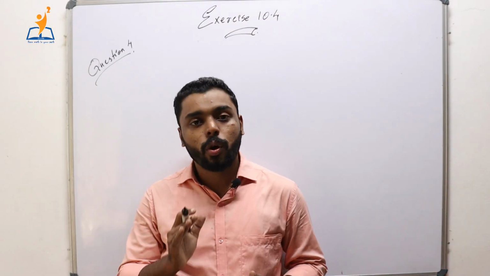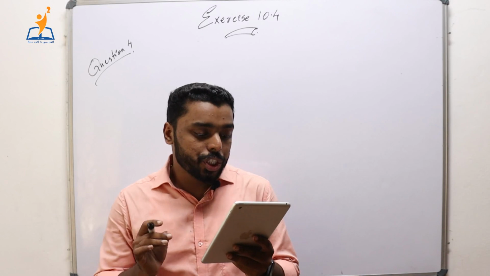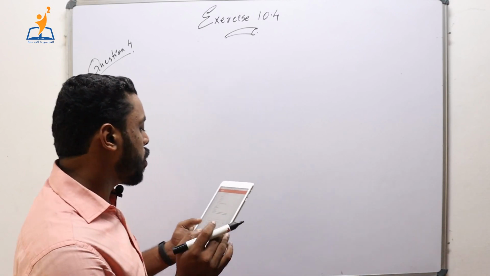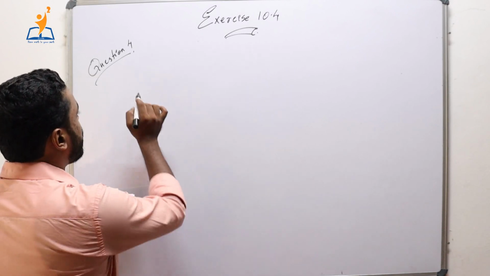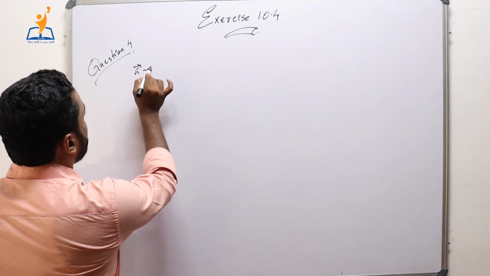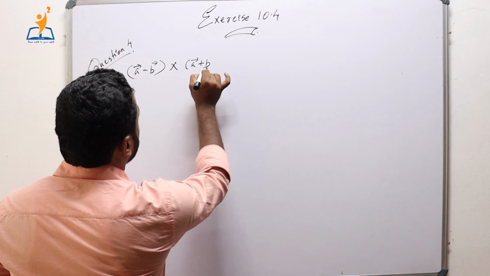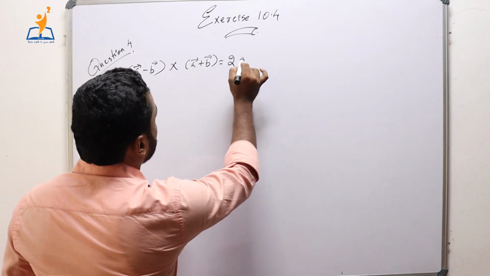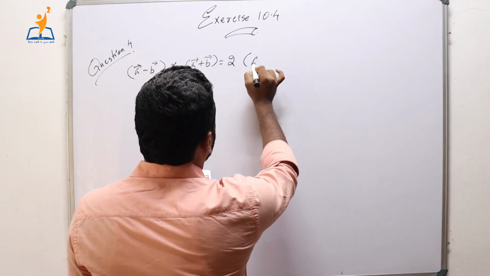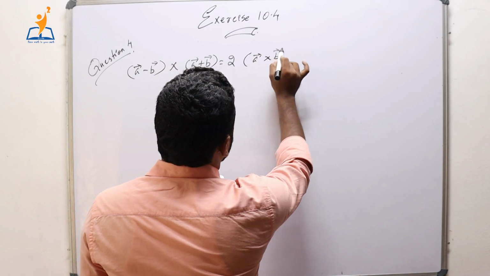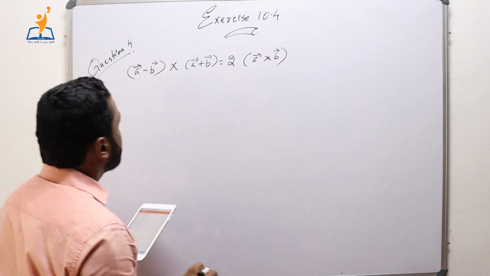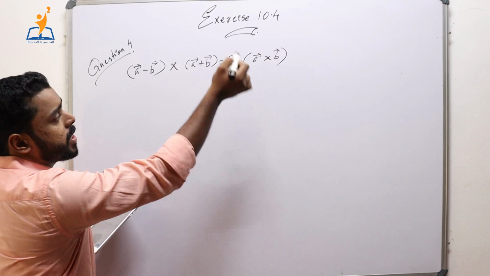Now coming on to the question number 4, show that a minus b cross a plus b is equal to 2 into a cross b. This was our required thing. See, we have to show that this equal to this.